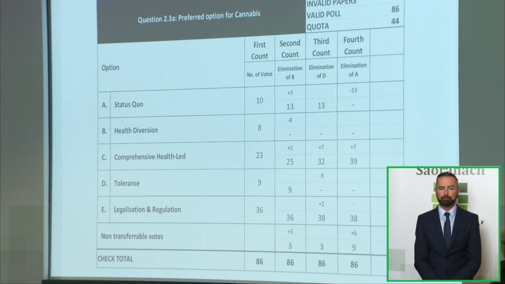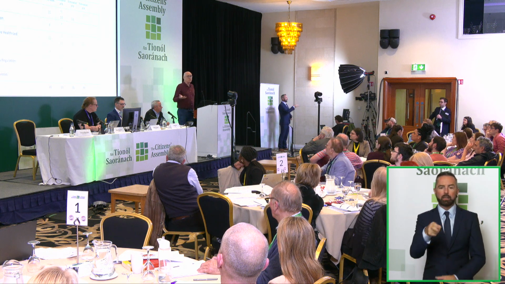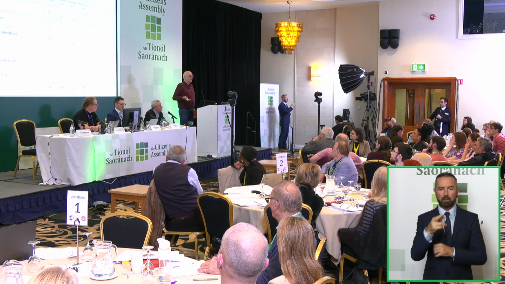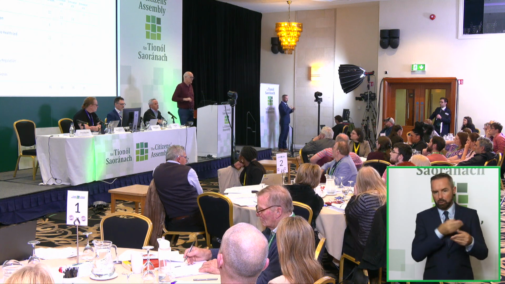There's 1 extra line on the bottom which is non-transferable votes. You'll see this throughout all of them. All that means is that those 3 people didn't put a second preference on the paper. They only went for number 1. So we can't decide what their second preference was because they didn't give us one. So they sit there as 3 votes in the non-transferable column.